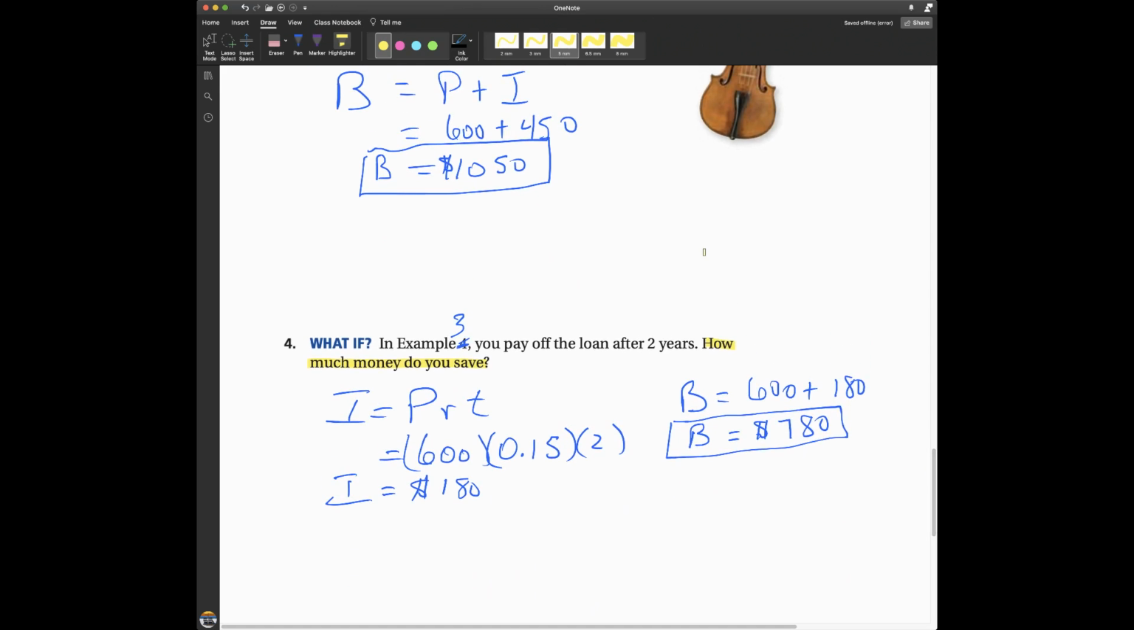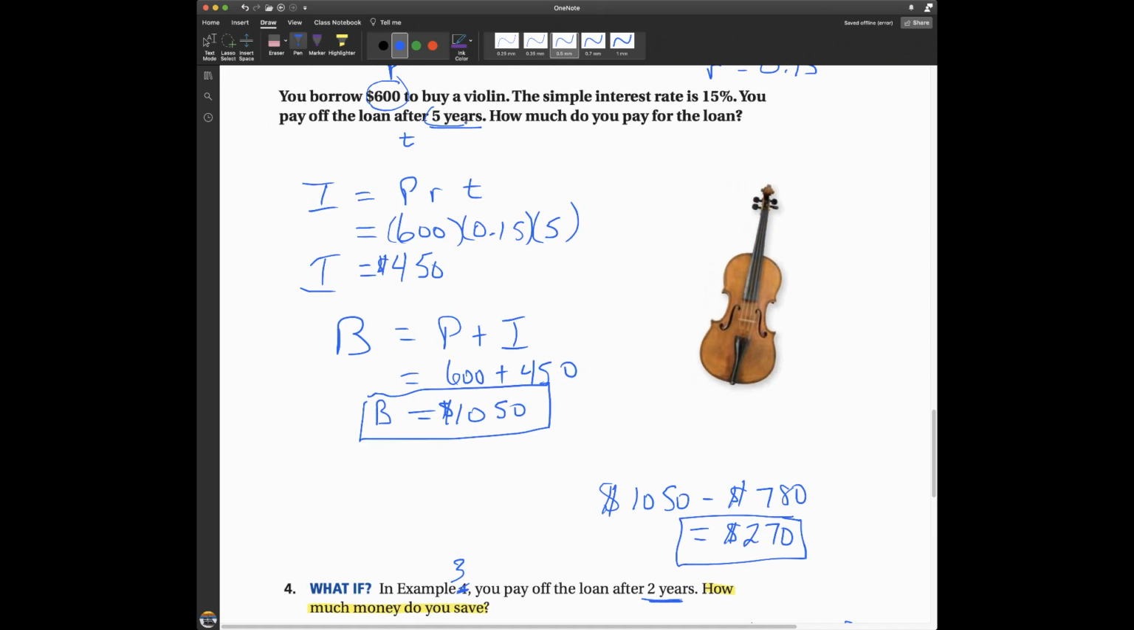So there's still a little bit of math we need to do here, right? We need to take 1,050. We need to figure out how much we're going to save. We need to take $1,050, and we need to subtract this $780 and see what we get. All right, 1050 minus 780. So that is $270. So this is how much money we would save if we pay off this loan in 2 years instead of taking 5 years to do it.